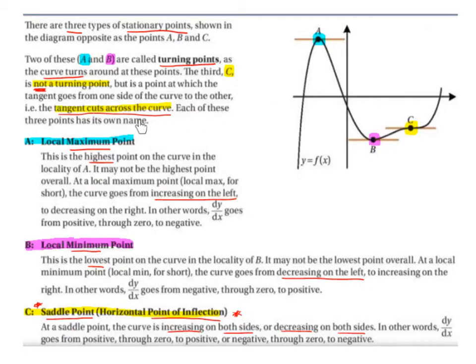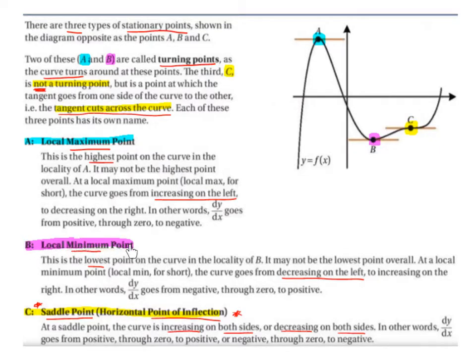Each of these 3 points has its own name. So A is a local maximum point. This is the highest point on the curve in the locality of A. It may not be the highest point overall. At a local maximum point, local max for short, the curve goes from increasing on the left to decreasing on the right. In other words, dy dx goes from positive through 0 to negative. So increasing on the left, then it has a slope of 0, and then it's decreasing.